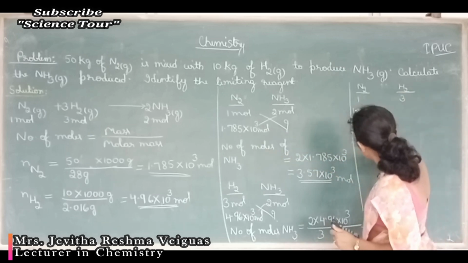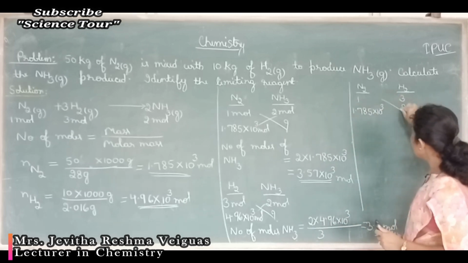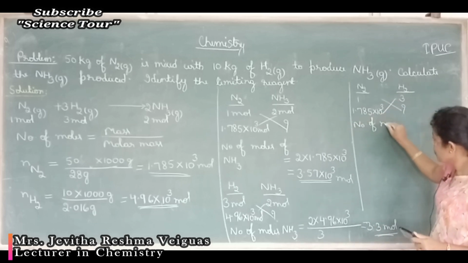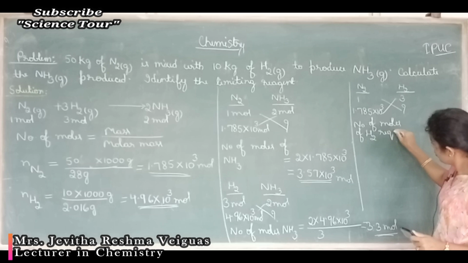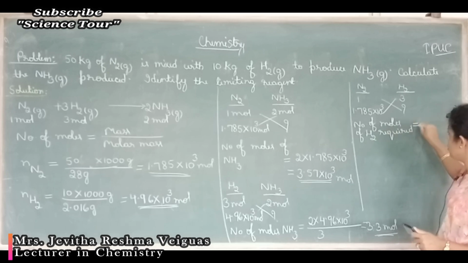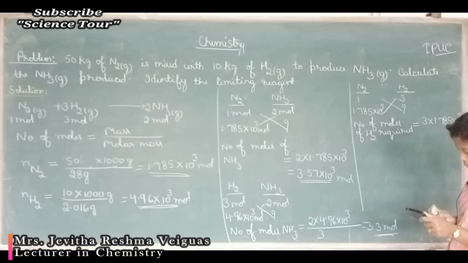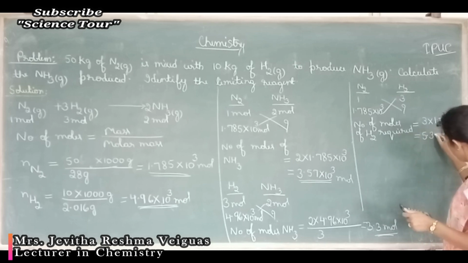If 1.785 into 10 to the power 3 moles nitrogen is there, it will react with how many moles of hydrogen? So, the number of moles of hydrogen required is equal to 3 into 1.785 into 10 to the power 3 divided by 1. That is 3 into 1.785. That is equal to 5.355 into 10 to the power 3 mole.